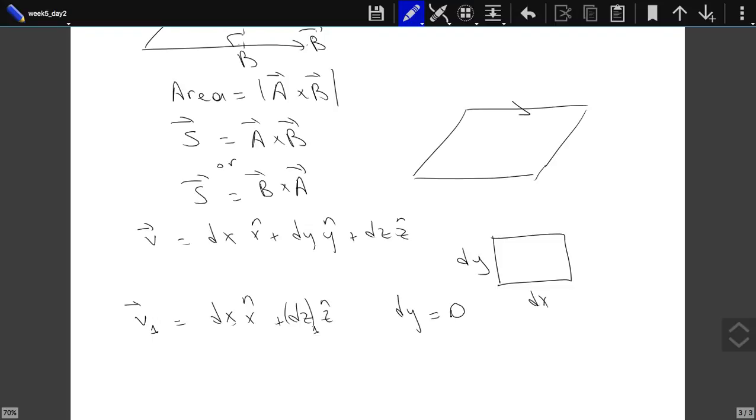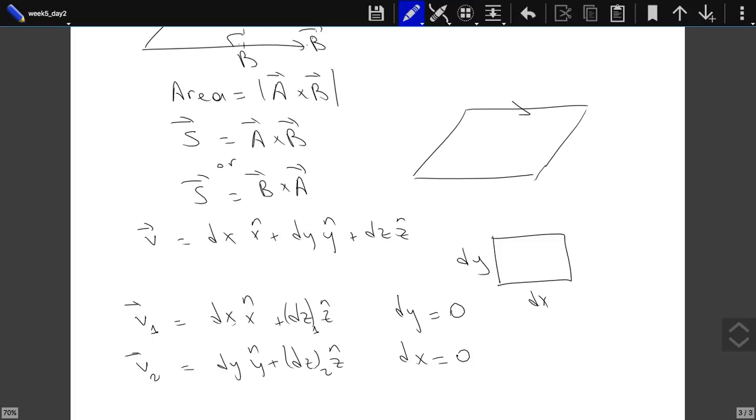Now, as I move along this line, then dx is not changing. So that gives me another side of the corner of my surface, V2. This is equal to dy y hat plus dz2 z hat. This time dx is equal to 0. So now I have my vectors v1 and v2, which specify both sides of my surface on the ellipsoid.